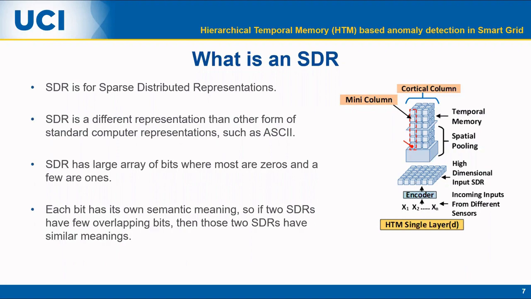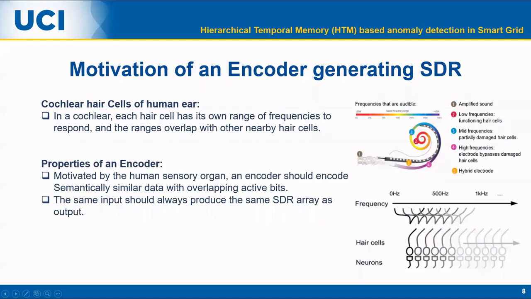Each bit in this SDR has its own semantic meaning. That means that if two SDRs have overlapping active bits, or one bits, then we can say that those two SDRs have similar meanings. If you see the right-hand side of this slide, you can observe that the encoder converts the incoming input signal into an SDR. What is the motivation of this conversion? That's what we are going to discuss in the next slide.